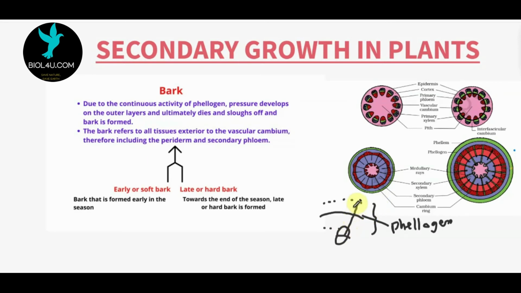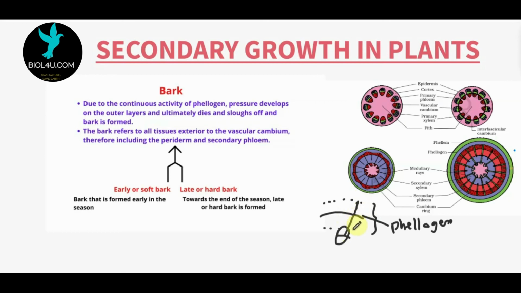Remember, the bark means all the tissue present outside the vascular cambium. So above the vascular cambium you can see the secondary phloem, then phelloderm, then phellogen and phellem. All the tissues, the periderm and secondary phloem together, constitute the bark.